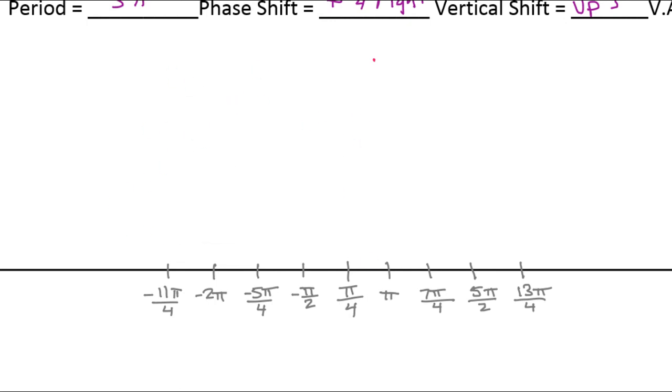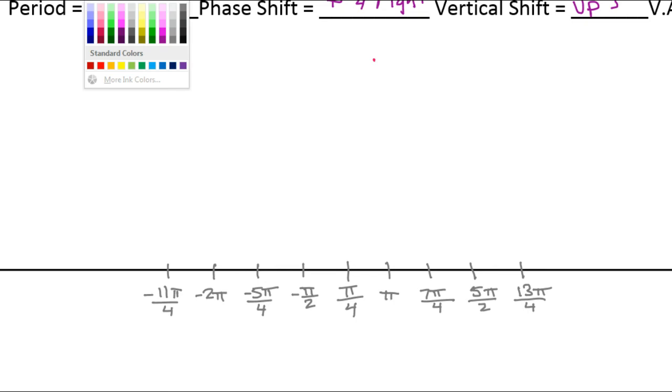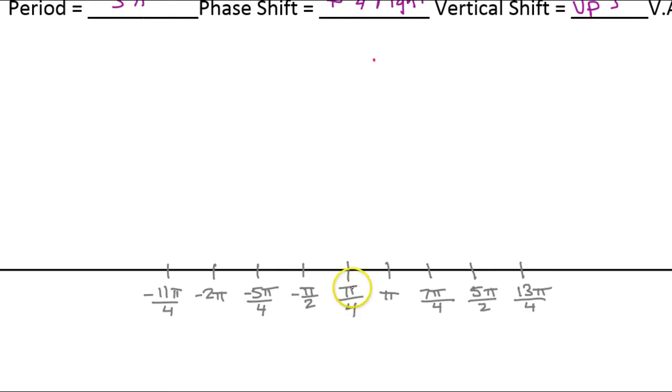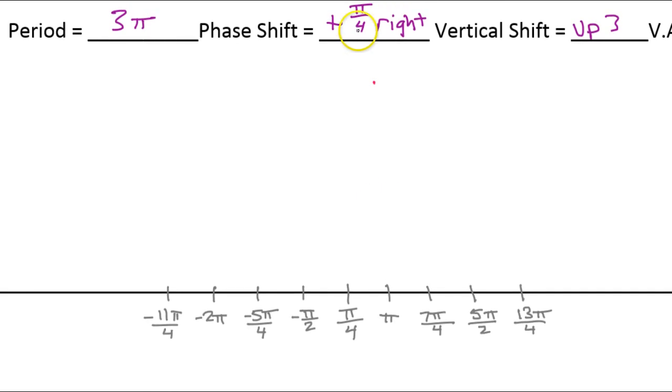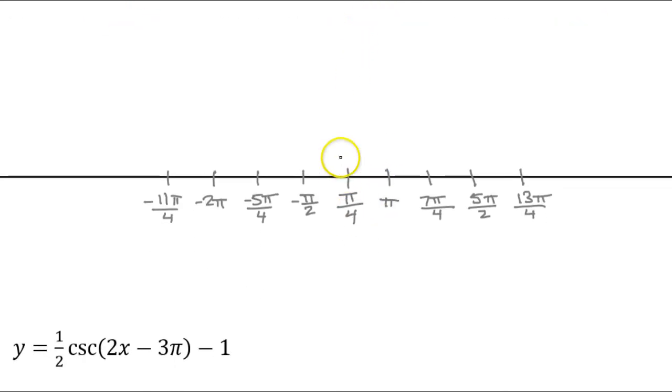Okay, so remember, one of my periods started right here at the phase shift at pi over 4. So I'm going to begin and end every period with a vertical asymptote for cotangent. So there should be a vertical asymptote at the beginning of this period, and there should be a vertical asymptote at the end of this period.